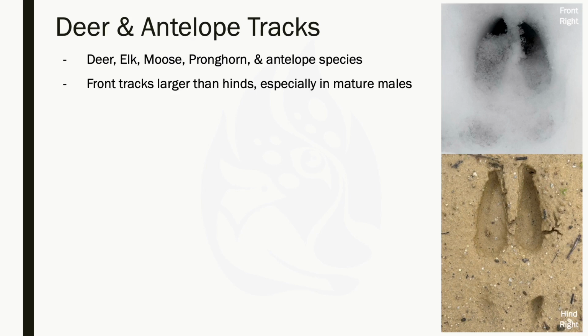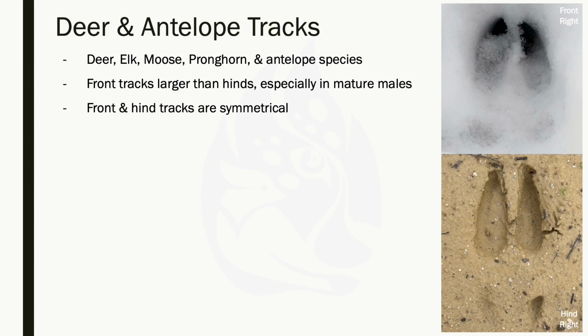Okay, and the first thing we want to make note of is that the front tracks in any of these species are going to be larger than the hind tracks, and that's again because they have to support more weight. They got to support the chest cavity as well as the head, and it's particularly true in mature males because they also have to support antler growth or horns in antelopes. Okay, so you're always going to see that front track is going to be larger than the hind. And sometimes that's hard to tell if you have a bunch of different tracks, because it might be one animal's larger than the other. But if you have one set of tracks, you want to look for that.